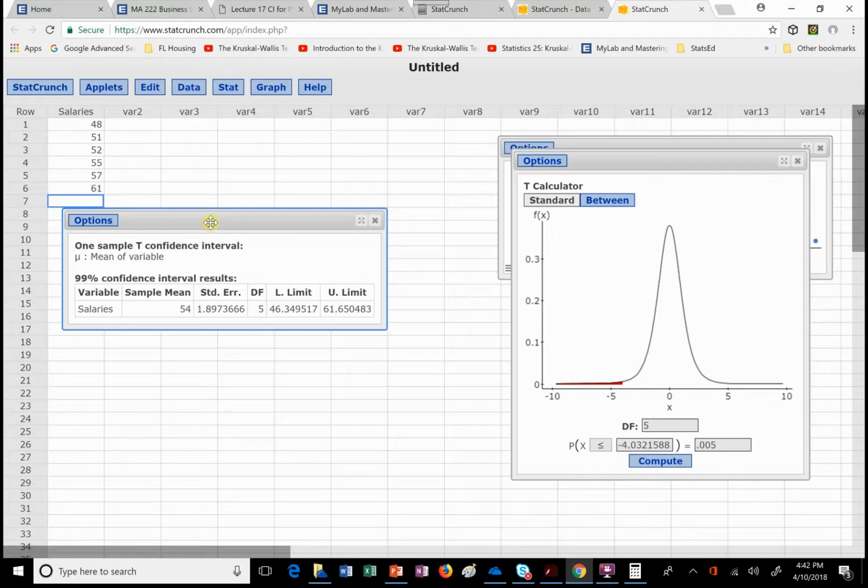Okay. So you can subtract the lower from the upper. That's usually the easiest way, right? And you would get the margin of error. Or you can subtract this from this and just divide it by two. All right.